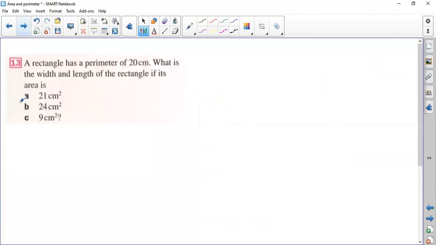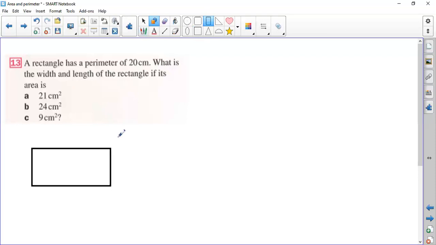Okay, let's see exercise 13. I will solve A for you and B, C will be your homework. A rectangle has a perimeter of 20 centimeters. What are the width and the length of the rectangle if the area is 21 centimeters squared? So what are the givens? It is given a rectangle like this. I don't know the length and width, they are not given. I know the area as 21 centimeters squared.